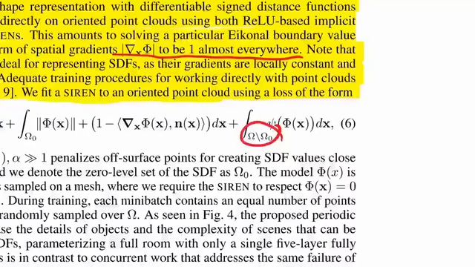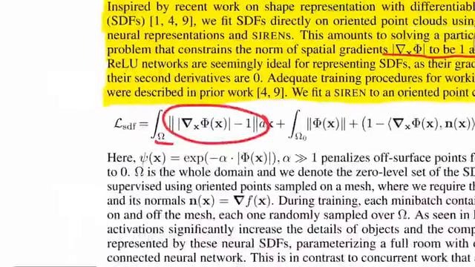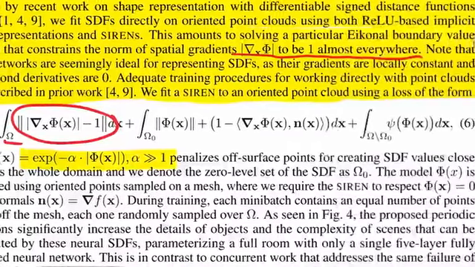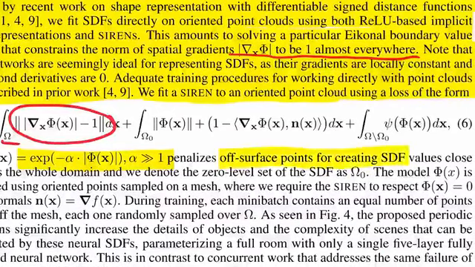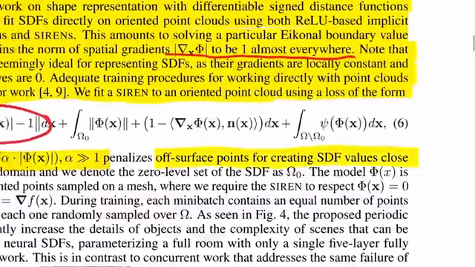So most of these points aren't going to be on the boundary itself, even though in the mini batch where they train, they sample points on and off the boundary at equal rates, just to have the network train more stably. So this is a condition on all the points off of the boundary. And they say here, this function is this exponential function with alpha larger than 1. It penalizes off-surface points for creating SDF values close to 0.